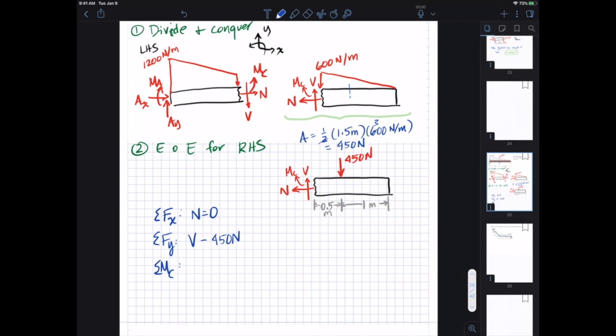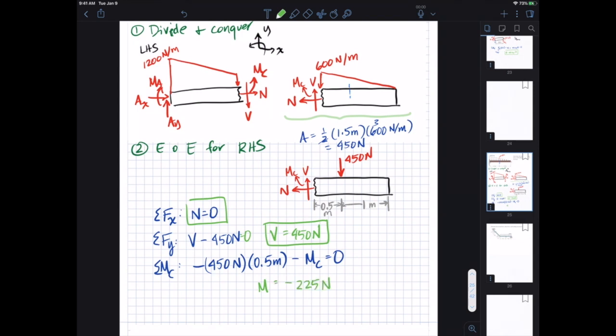So 450 for our convention is going to be a negative moment, negative 450 newtons times 0.5 meters. And then the M is negative as well. Sorry. So M, in terms of the magnitudes, normal force is 0. Shear is equal to 450 newtons. And then M, the internal moment, is equal to negative 225 newton meters.